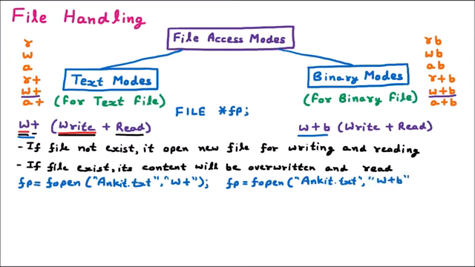W plus B works in the same way as W plus. If the file does not exist, it opens a new file for writing and reading. And if the file exists, its content will be overwritten and we can read that.